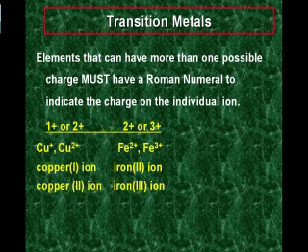So for example, here you see copper +1, copper +2. Those two metals will form different compounds depending on their charge, and the same with iron +2 or iron +3. So in the name, we must include a Roman numeral to indicate which metal is actually in the compound.